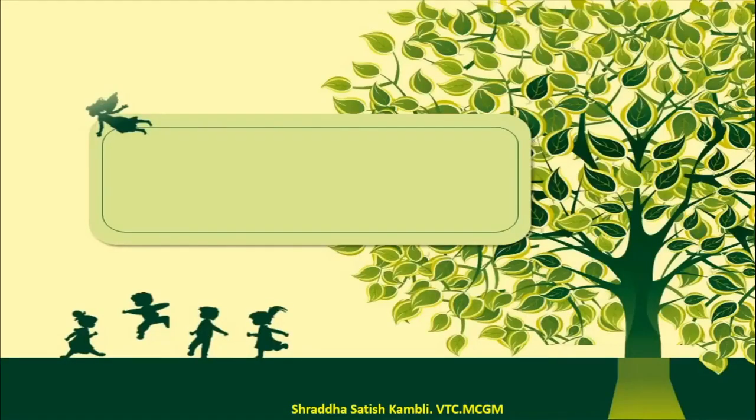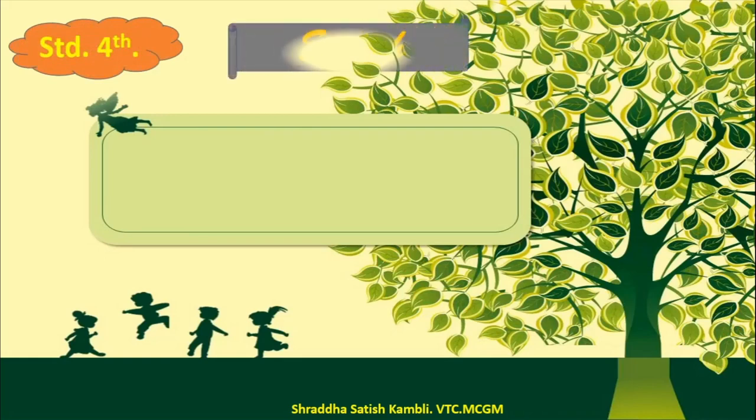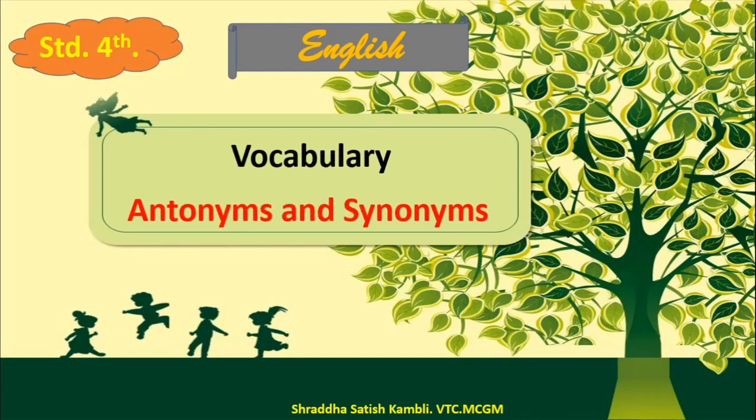So children, the lesson that we will do today is a lesson in Standard 4th. Subject is English, and the topic for today is a topic based on vocabulary, that is antonyms and synonyms. Now children, when you pick up your textbook, you will see there are many lessons of prose. There are some lessons in which there is poetry. In some lessons you will see a lot of activities. In a particular lesson you will see a story.